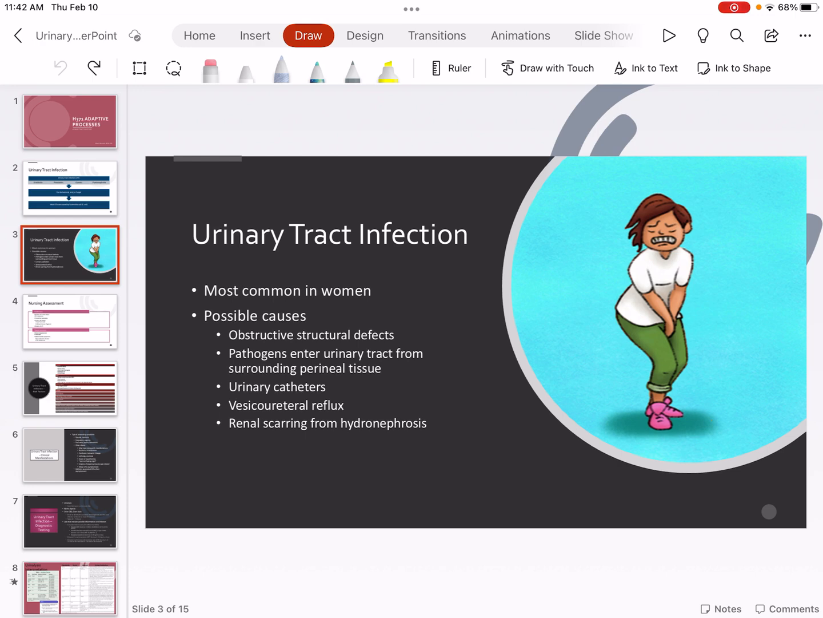Pathogens enter the urinary tract from surrounding perineal tissue. That's essentially one cause. Urinary catheters definitely put patients at an increased risk for urinary tract infection. That is often due to healthcare providers not using proper technique when they insert urinary catheters, so not strictly observing sterile technique in that situation. And then also if a client has a urinary catheter and it's not cared for properly, like not cleaned daily and their perineal area is not cleaned regularly.